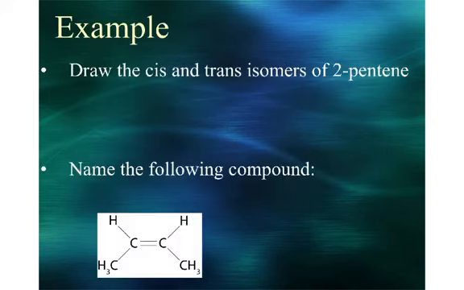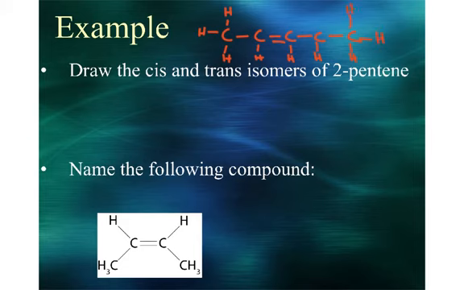So the first one says to draw the cis and trans isomers of 2-pentene. I'm going to just draw 2-pentene to start. 1, 2, 3, 4, 5. Number 2 has the double bond. I'm going to just show the H's like this for us. You can tuck them in as well, that's fine. So the way the H's work here is I'm going to show them like this. Now normally I tuck my H's in, so let's do the 2 examples down below.